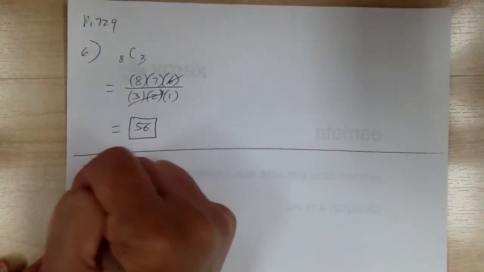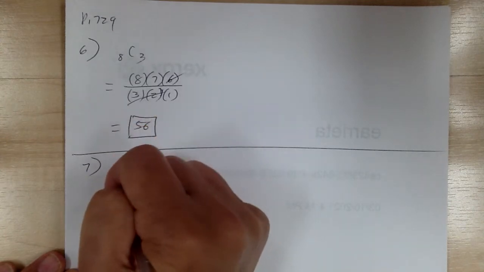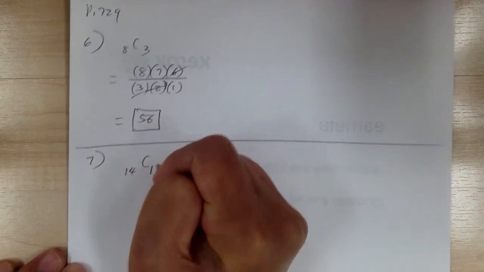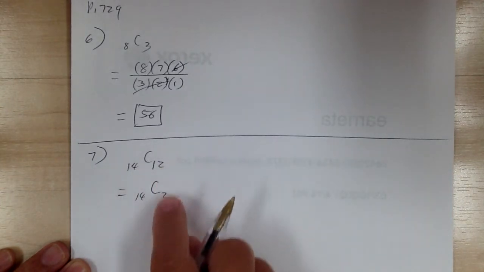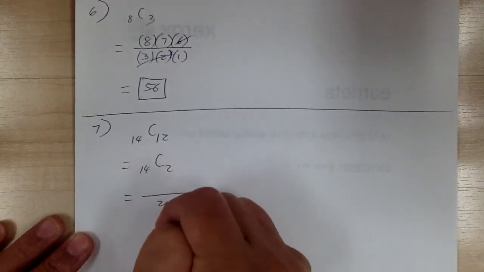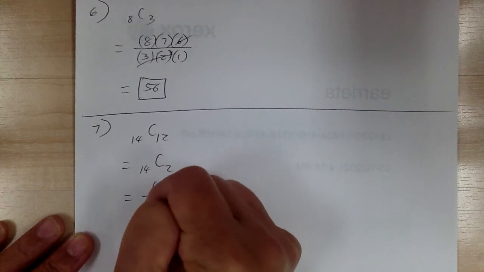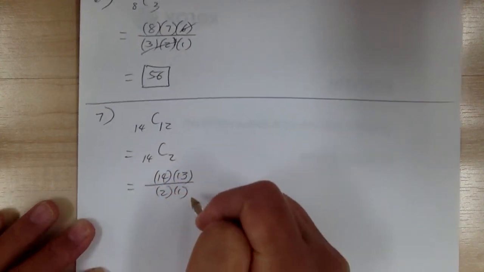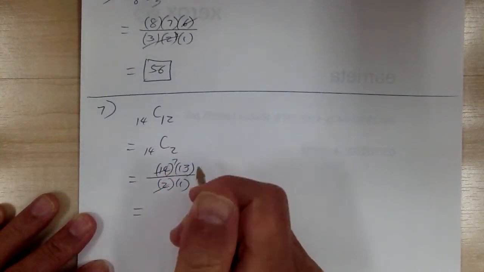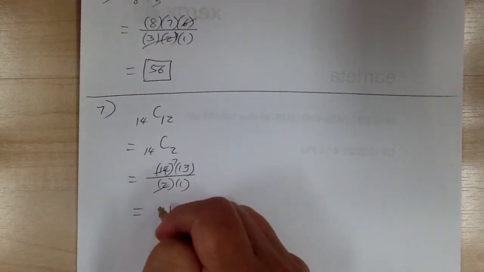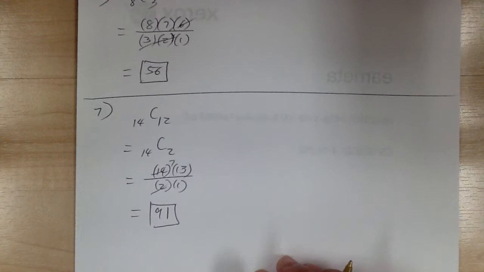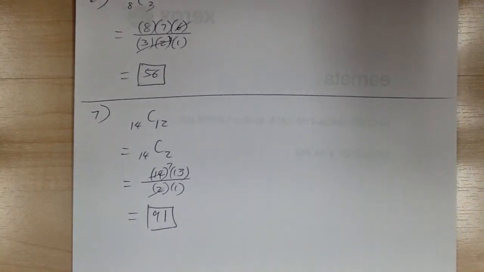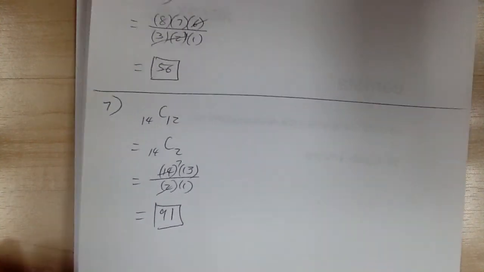Number 7, you've got 14C12. This is equal to 14C2, because 14 minus 12 gives you 2. This equals 2, 1, 14, 13, and this cancels with that, so it gives you 91. Again, as you can see, with this technique it's very quick. You can do it without a calculator.